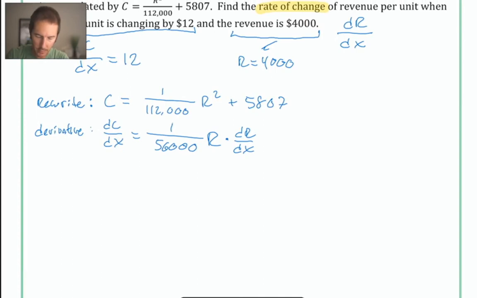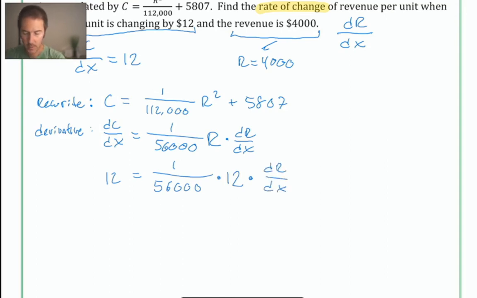dc over dx, let's plug it in. There's the 12. And we're keeping the 1 over 56,000 for better or for worse. And we were told that r is equal to 12, so I'm multiplying by 12 and multiplying by dr over dx. I don't know what that is. That's what we're solving for. Oh, this is very nice. Look at how nice that's shaped up.